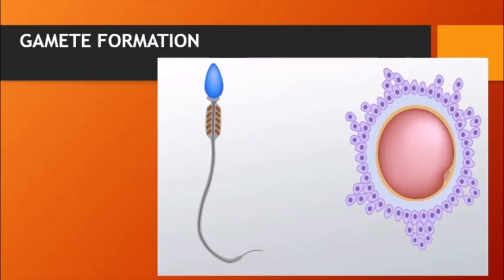Next is gamete formation. Both the gametes, that is the sperm and the oocyte, are formed by meiosis. The sperms are produced in men after maturity, that is after puberty, and they are produced till death. However, in women, the oocytes are already present at birth, around 2 to 4 million immature oocytes.